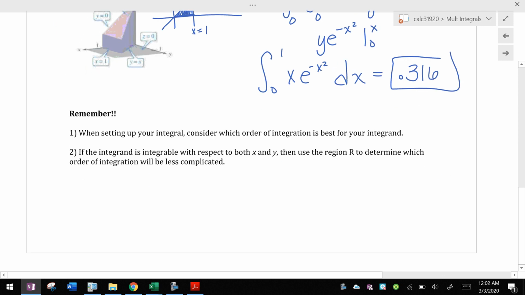So, long story short, here's what I need you to know. When you set up volume, it's just your hovering surface that's creating the volume becomes your integrand, and then your region of integration creates your boundaries. When you're setting up the integral, consider which order of integration is best. You want to think about that. And if the integrand is integrable with respect to both x and y, then you use your region to determine which one you want. Go for dy dx if nothing seems to matter. Just trust me on that.